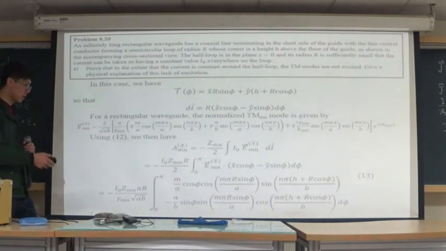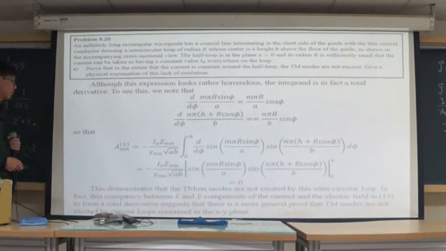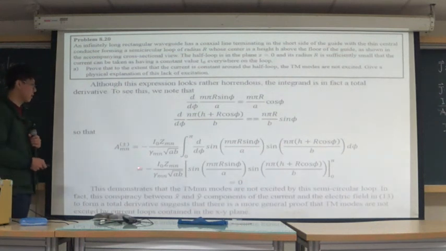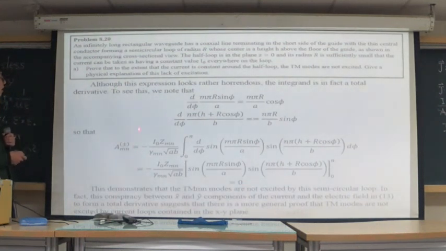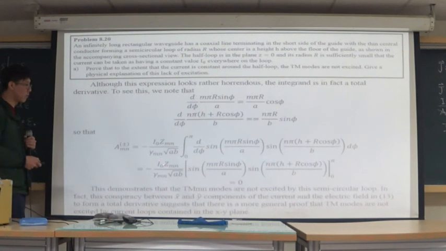Okay. So we can change the equation into this, d over d phi times d phi, then we don't have to do the integration. We just use the initial and the end two points, both zero. So the summation is zero. Okay. So for TM mode, all the amplitudes are zero, so the TM mode cannot be excited by the half loop. The half loop current will give you no TM mode.